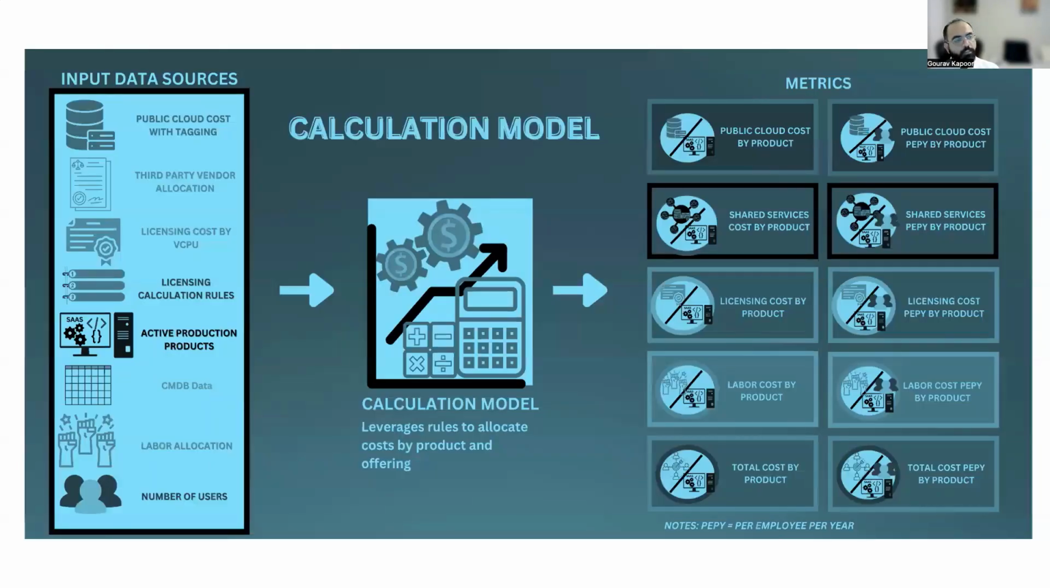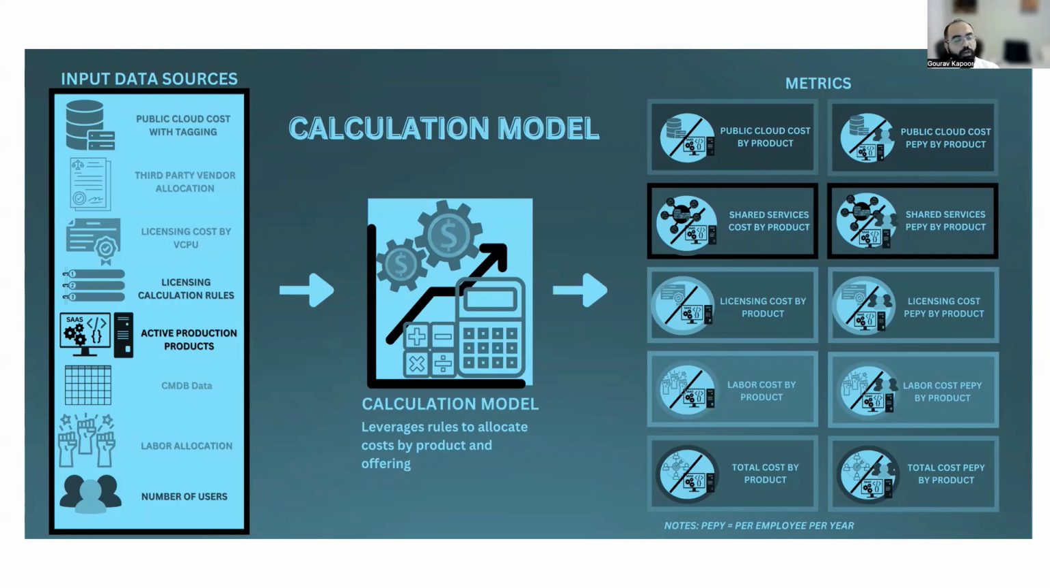All right. So now, based on that, this is our calculation model. As we have on the left side, we have input data sources, right? These are the data sources which we talked about, just those building blocks. So now this is a little bit deeper version of that, right? So you'll see here that we are talking about public cloud costs with tagging on the left side, right? We have third-party vendor allocation, where I talked about some of the components of monitoring or ServiceNow or ticketing engines or whatever we have in place.